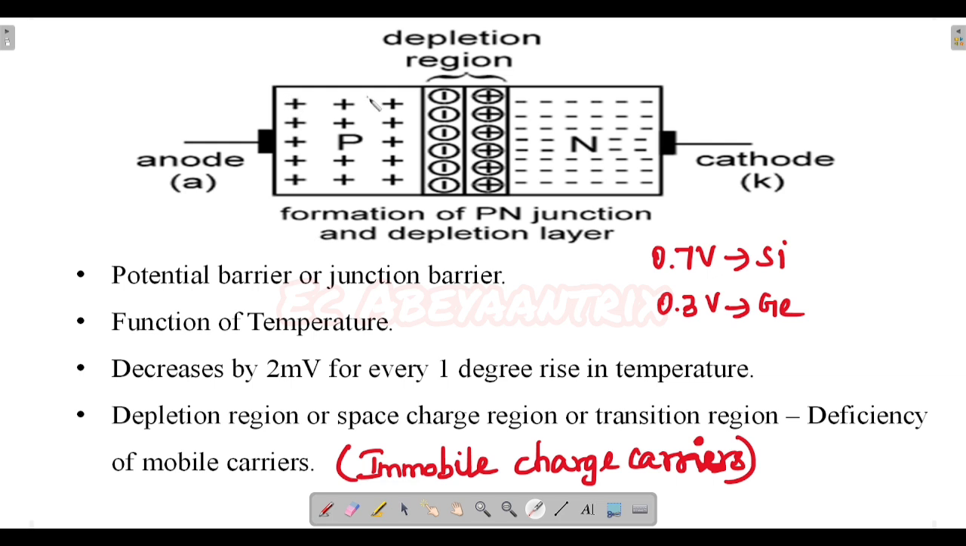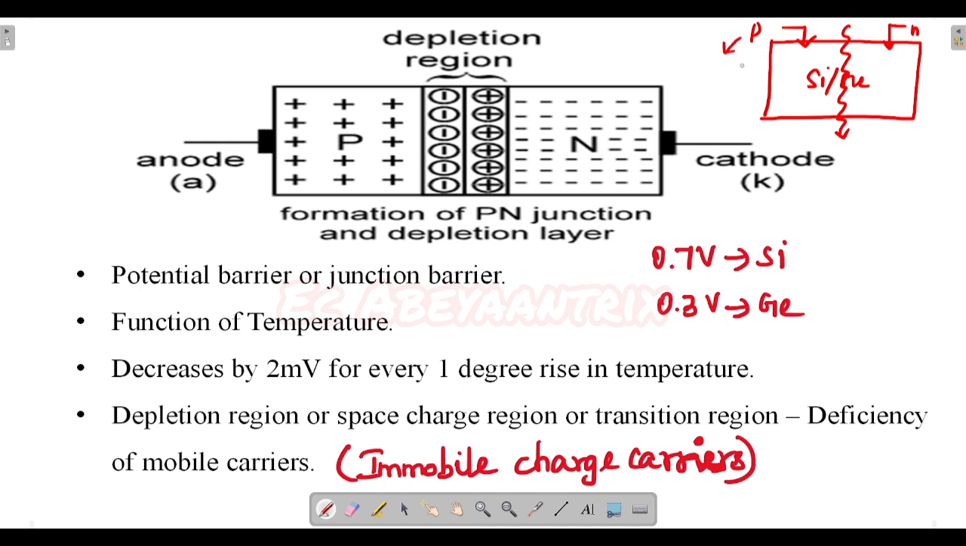How is that PN junction formed? First, we take a single semiconductor crystal. It can be either silicon or germanium. We divide that single semiconductor crystal into two, and we dope one side with a p-type semiconductor and the other side with an n-type semiconductor.